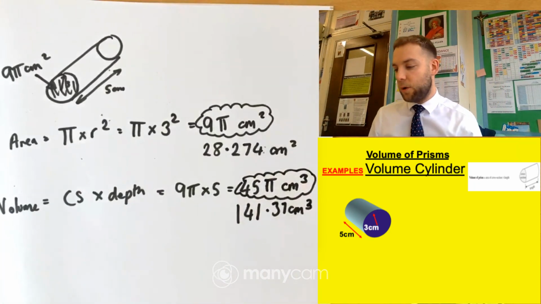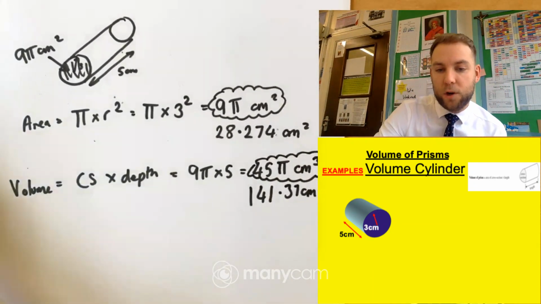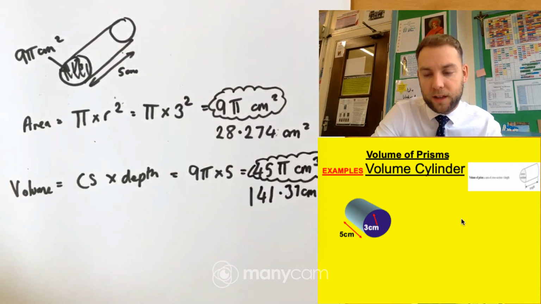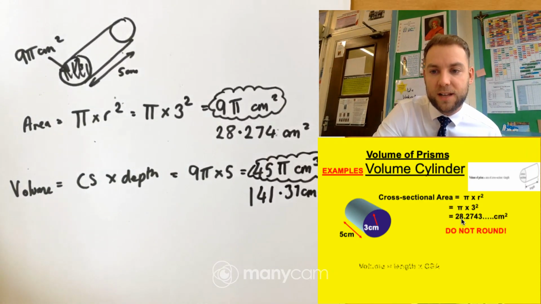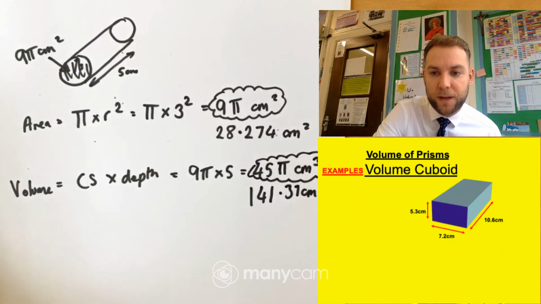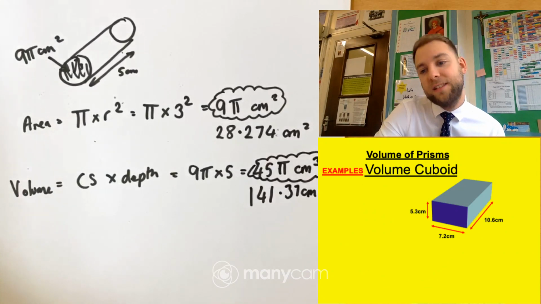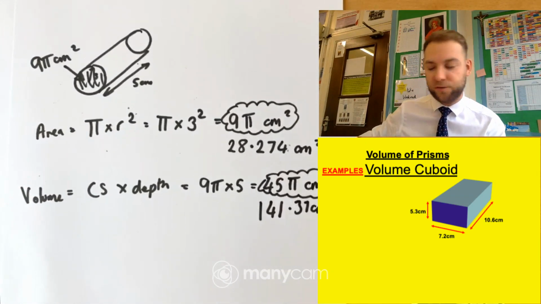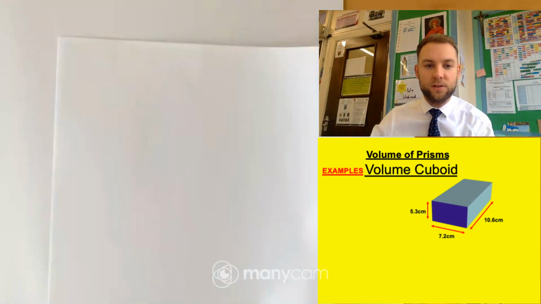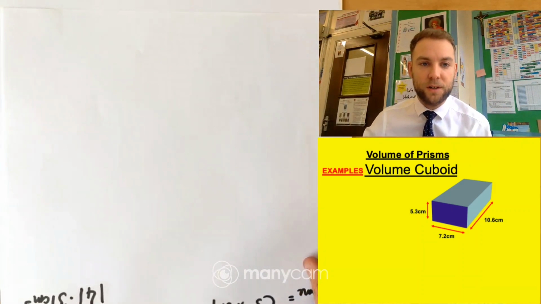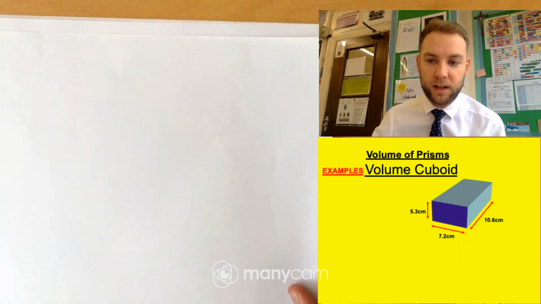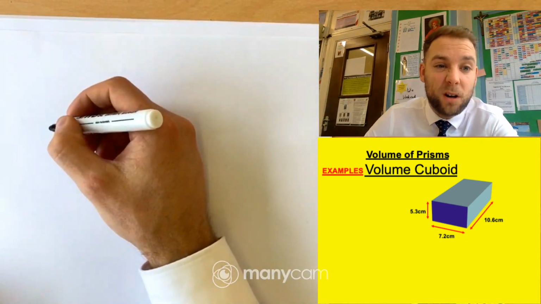Okay, so I'm going to move on. I'm going to do one more, I think, and then I'm going to give you a chance to have a go at some yourself, because I think that you should be able to have a go at these now. Now, this is the one that everybody always does first. Everybody always does volume of a cuboid first, because they see it as the easy one, okay? And it is the easy one, yeah?